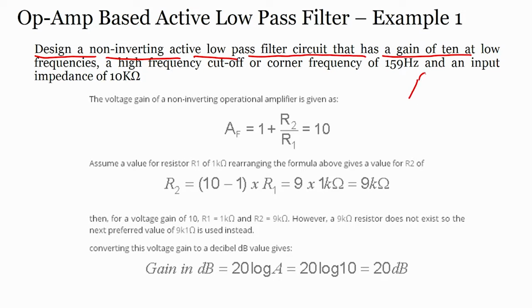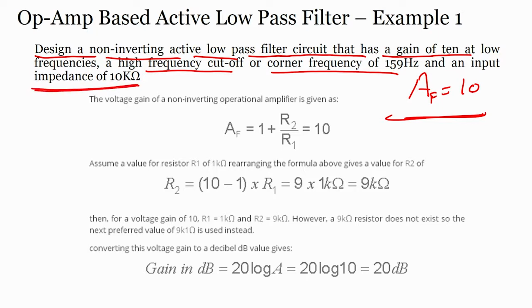Alright. So, I will already write AF equals 10, gain of 10 at low frequencies, a high frequency cutoff or corner frequency of 159 hertz, that is also given, and an input impedance of 10 kilo ohms, this is given. Now, we have to design the non-inverting active low pass filter. So, what is AF for non-inverting? AF equals 1 plus R2 by R1, which is given, which is 10.